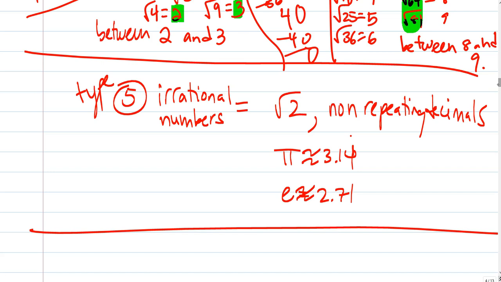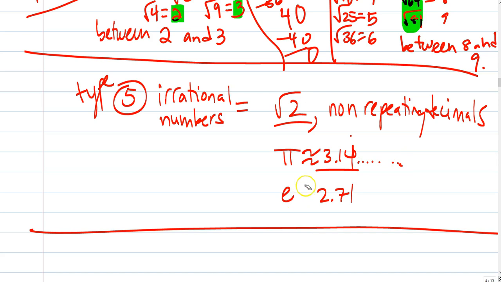Okay? But things like the square root of 2, that is a non-repeating decimal. There is an answer to that, but that is a number that goes on and on and on forever. Pi is irrational. If you take any circle, if you take the circumference and divide it by the diameter, you always get pi. Does that mean you always get exactly 3.14? No. It is a number that keeps going on forever. It is a non-repeating decimal.